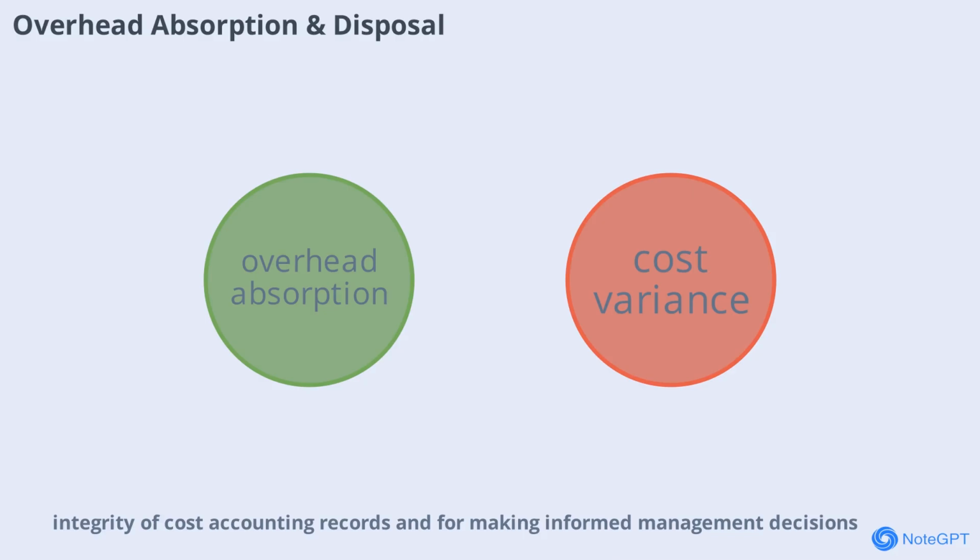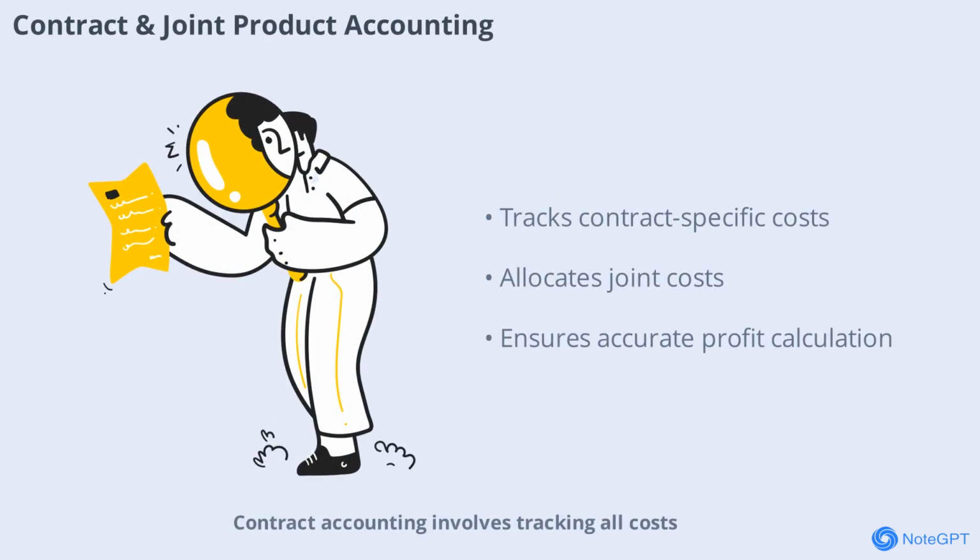Contract accounting involves tracking all costs and revenues associated with a specific contract, such as the construction of a cinema hall. All material, labor, plant, and overhead costs are recorded, and profits or losses are determined upon contract completion.